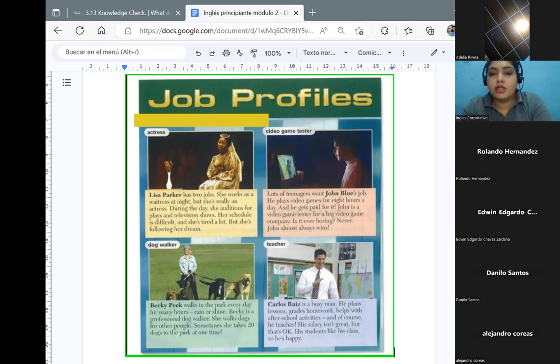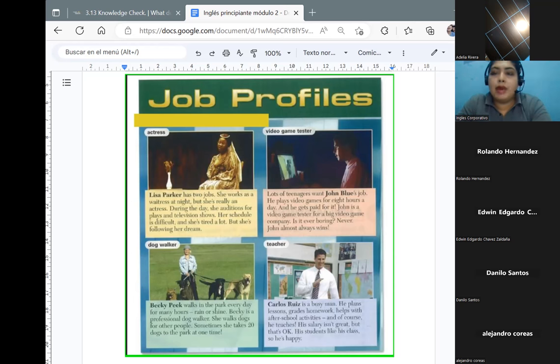John is a video game tester for a big video game company. It is never boring. John almost always wins. Así que él es de los que prueba, ¿verdad? Los videojuegos. Son los que ven los gráficos, si hay algún problema con alguna de las escenas, si la música va acorde con lo que se está jugando. A lot of things. Y lo hace 8 horas diarias y dice que no se aburre. I don't think it is true because in some cases, being 8 hours in the same place is kind of tiring.